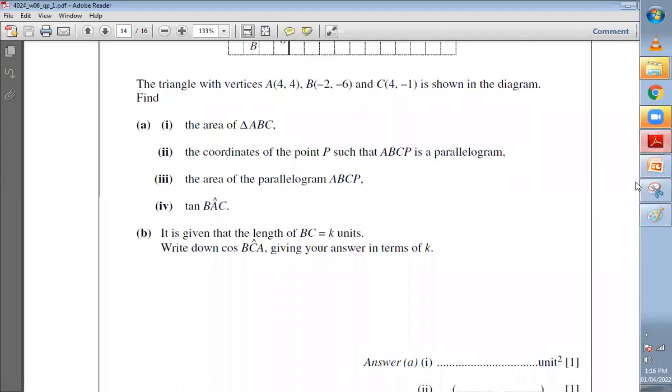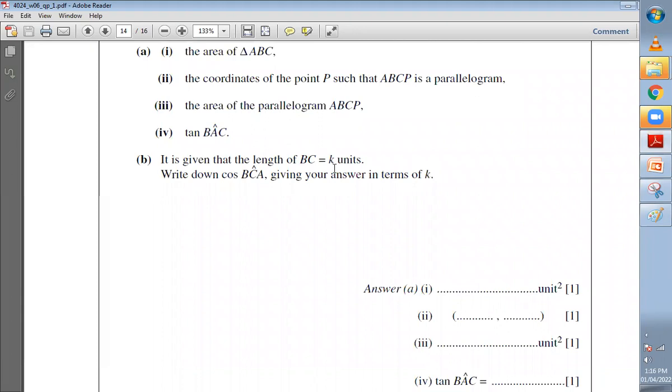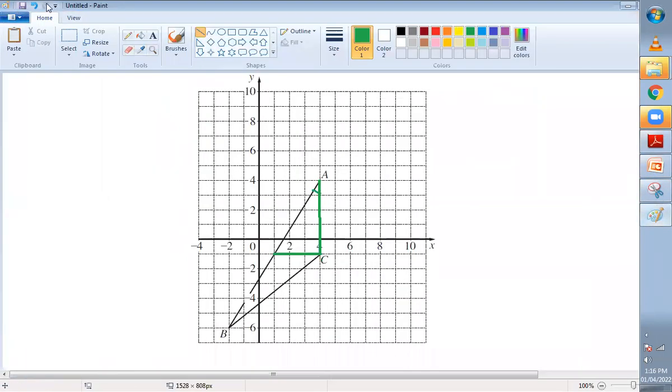Then the next question they are asking is, it is given that the length of the BC is K units. He says, write down the cos of BCA. Give your answer in terms of K. Okay. So cos BCA. Basically, what they are trying to do is they want you to find out, okay, this is that angle, BCA. And what they want is to find out the cos of this angle.